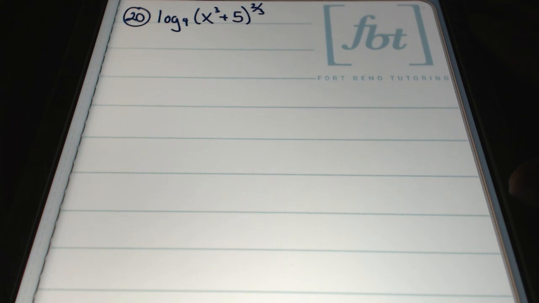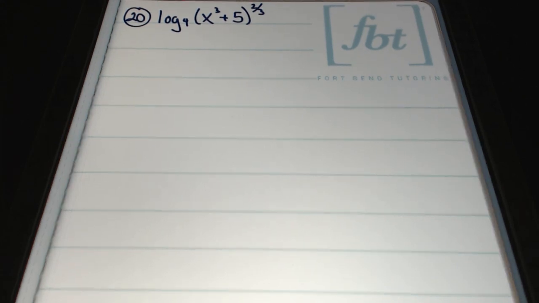Problem number 20 now. With problem number 20, we have log base 4 of the quantity x to the third power plus 5 raised to the 2/3 power. That is log base 4 of the argument x to the third power plus 5 raised to the 2/3 power. Let's see if we can fix that. There we go.